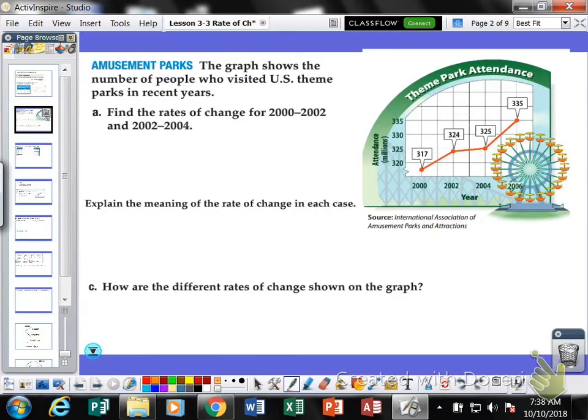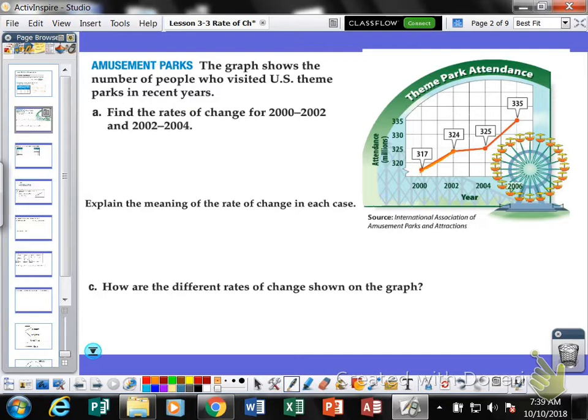All right, the graph shows the number of people who visited the U.S. theme parks in recent years. Find the rates of change from 2000 to 2002 and from 2002 to 2004. So we're looking for this one as the rate of change. And then what we want to do is, so there's two different times here, the 2000 to the 2002. So we know we're going from 317 to 324, which is a change in the y value.